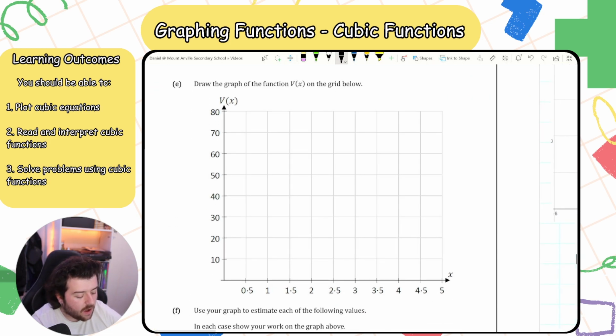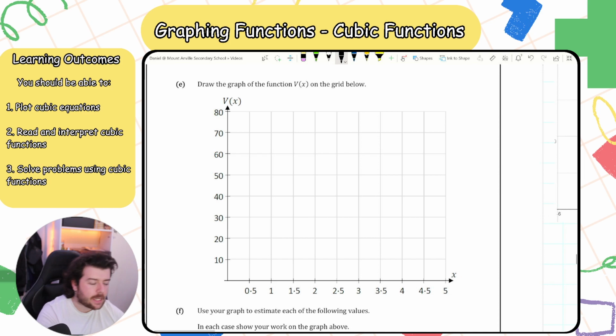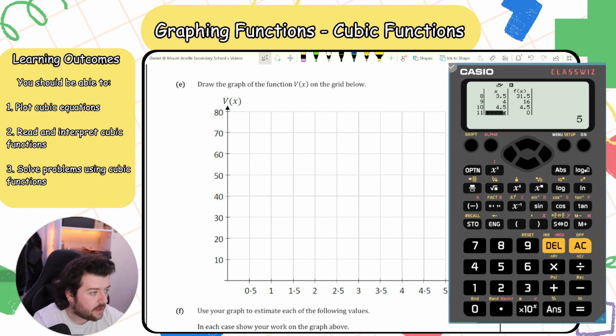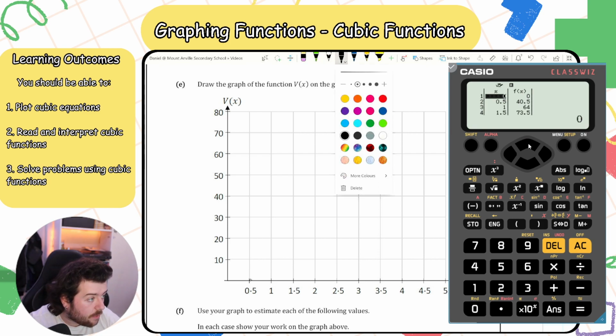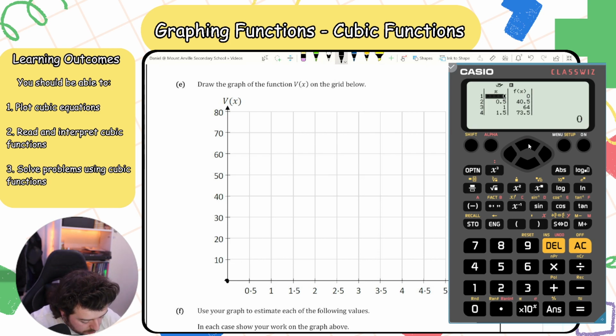It's probably asking us to plot. Oh, it's asking us to plot it, ladies and gentlemen. Right, okay, let's get a calculator back up. Draw the graph of the function V(x) on the grid below. So, let's do this. 0, 0, first point. 0.5, 40.5. So that is going to be just like in here.